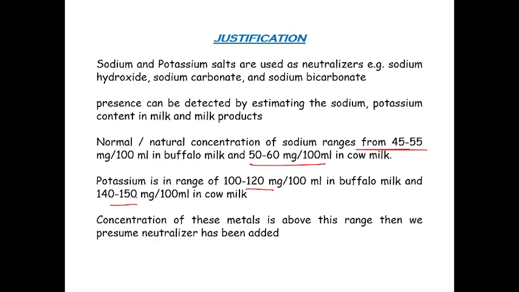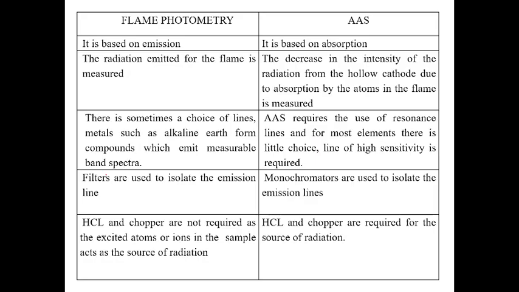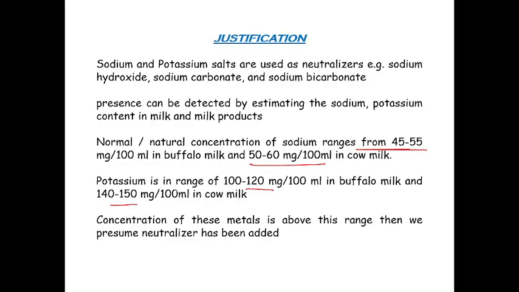Now if the concentration of these metals is above this range, it's obvious that neutralizers are added. So if the sodium and potassium are above the normal range which is there in buffalo and cow milk, then we say that the milk is adulterated with neutralizers. Okay, so this is the most important application of flame photometer, in which we detect the neutralizers present in milk.